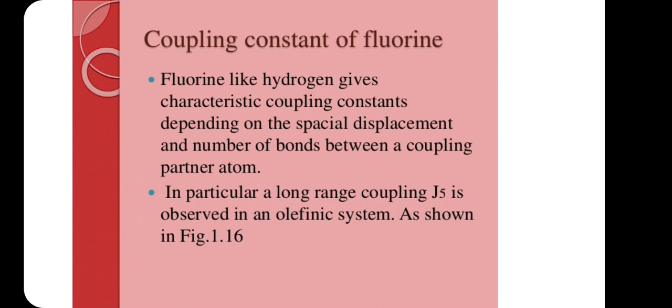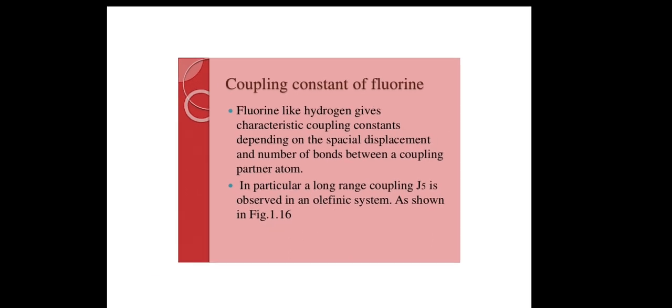Fluorine, like hydrogen, gives characteristic coupling constants depending on the spatial displacement and number of bonds between the coupling partner atoms. So when the coupling takes place, the distance between the two adjacent peaks in the multiplet is called the coupling constant. The coupling constant is denoted by the letter J and the units are Hertz.